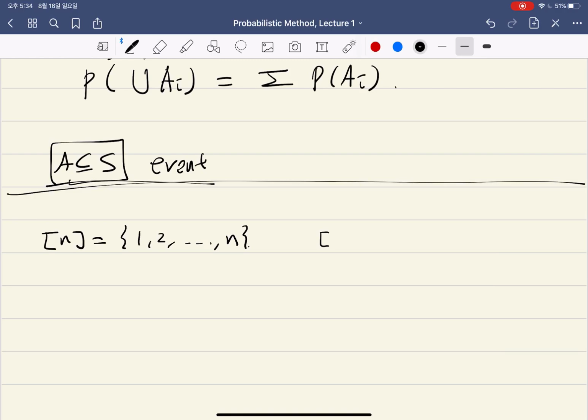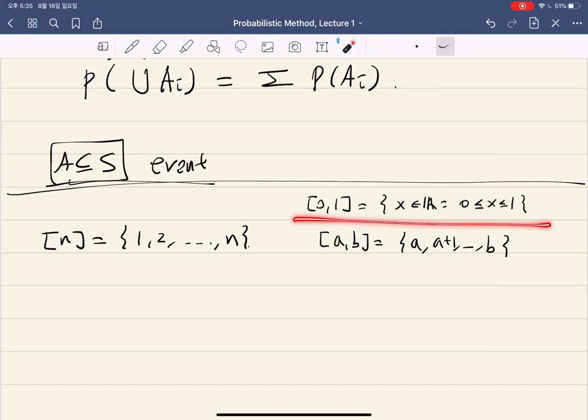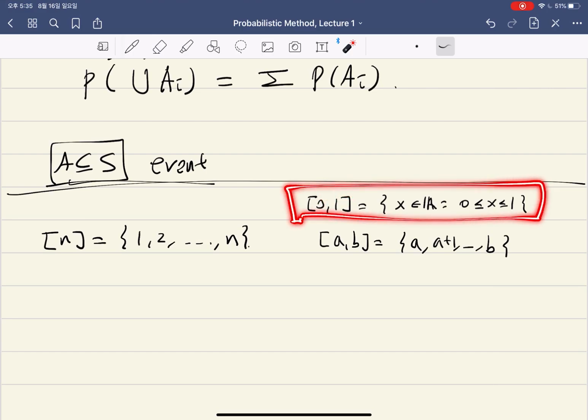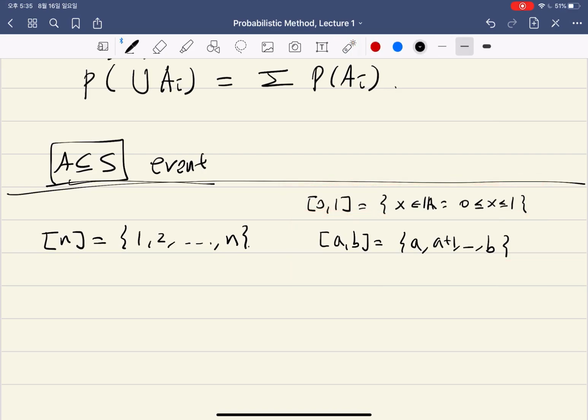And if I write [a, b], then that's the set of all integers between a and b. Sometimes I write [0, 1], which is all real numbers between 0 and 1, an interval, or for other numbers. But the context will make it clear whether we are talking about all the real numbers or just the integers.